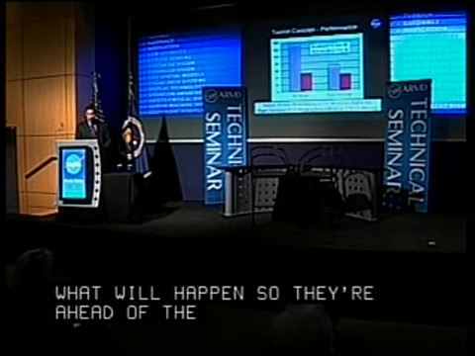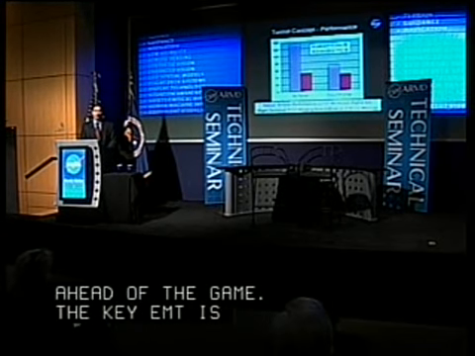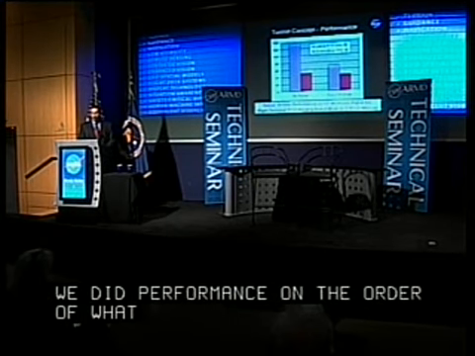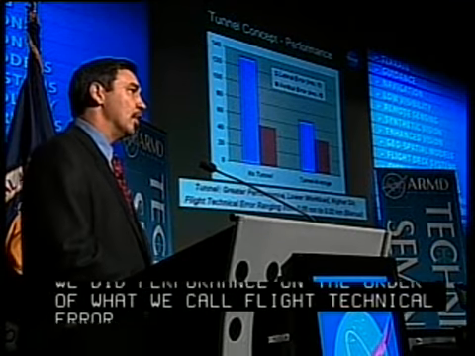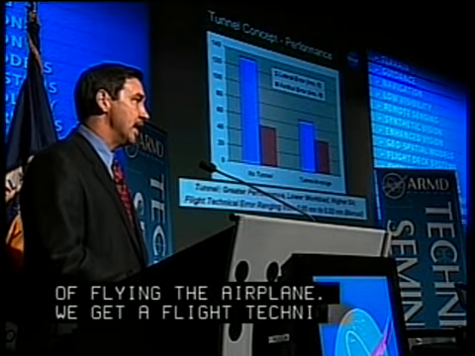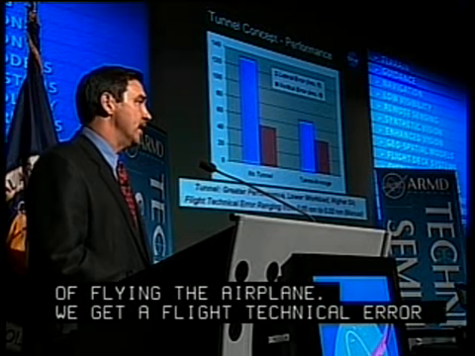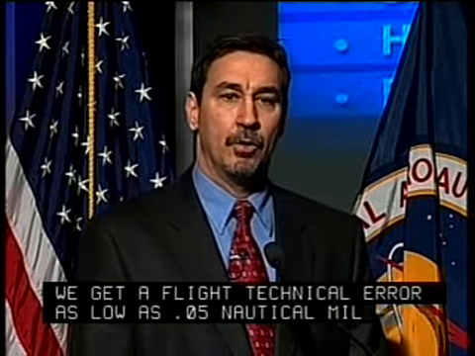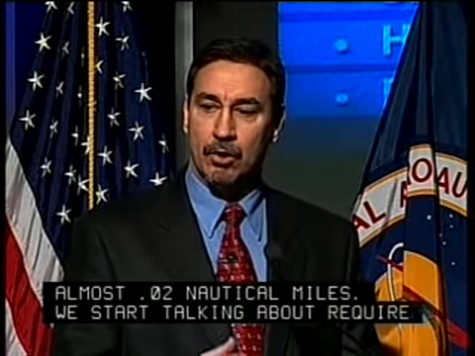We get performance on the order of what we call flight technical error. That is the contribution of the pilot in terms of flying the airplane. We get flight technical error as low as 0.05 nautical miles and almost down to 0.02 nautical miles. As we move into a performance-based air traffic system where we start talking about required navigation performance, or we start talking about required performance of the vehicle, we have to include the flight crew in that performance.